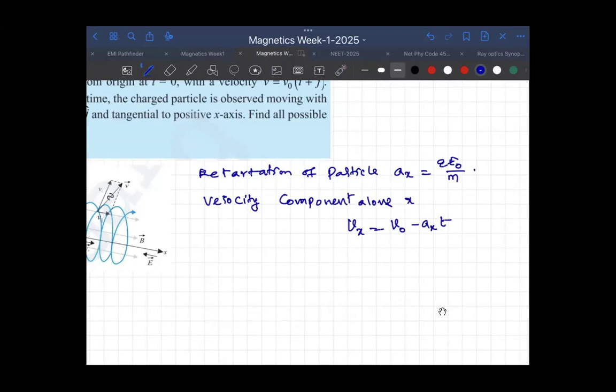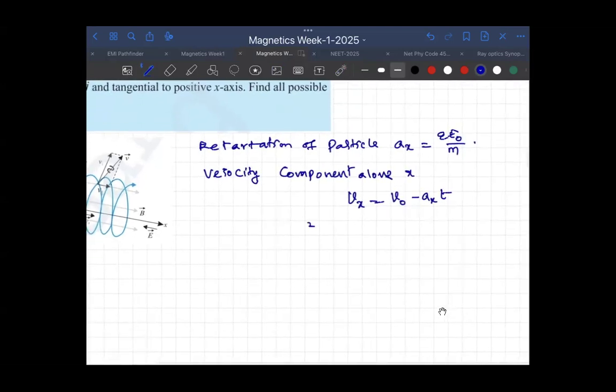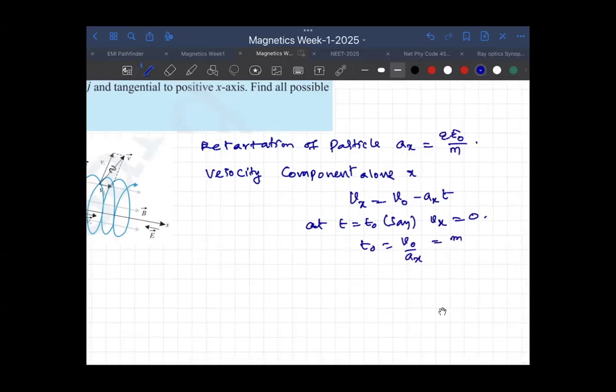which is nothing but Vx is equal to V naught minus a_x t. When will Vx become 0? At t equal to some t naught, say Vx is 0. Then t naught is V naught by a_x. Till V naught by a_x, till m v naught by q E naught, the pitch keeps decreasing, and again the particle starts moving in the backward direction.